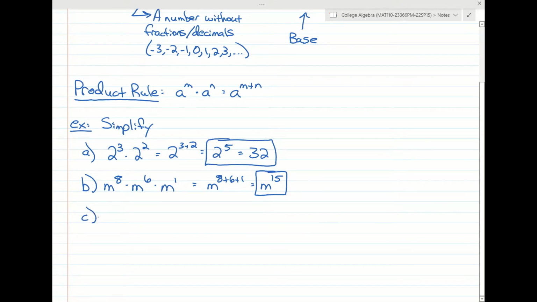All right, what about if we had some different variables? What if we had -5 p to the 4th times -9 p to the 5th?